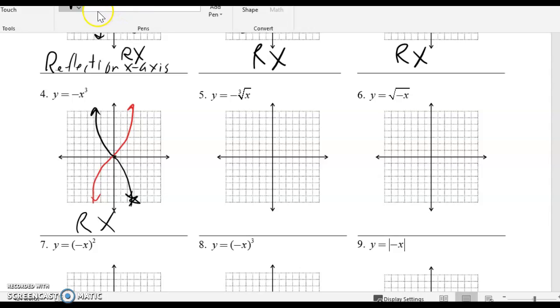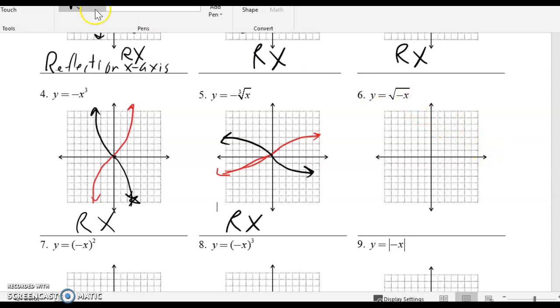Same concept here. We're going to draw our parent graph in red. Oh, I said red. Now that's not red, is it? Reflection. Here's the parent graph, roundabout. It should look a little better in here. Where's the negative at? It's on the outside, so we're going to reflect it over the x-axis. So this piece comes down here, and then that piece comes up here.